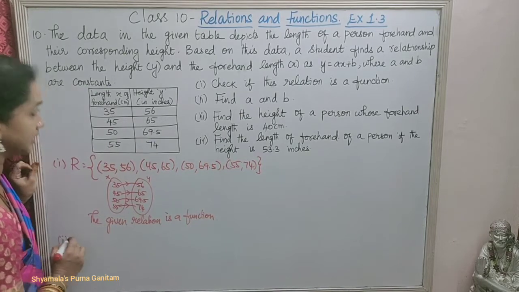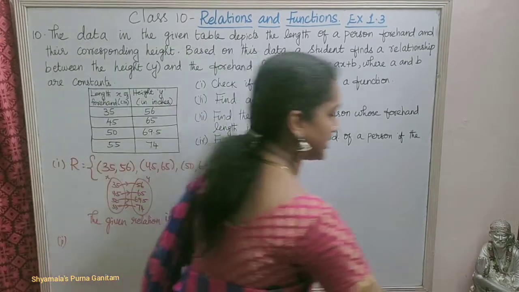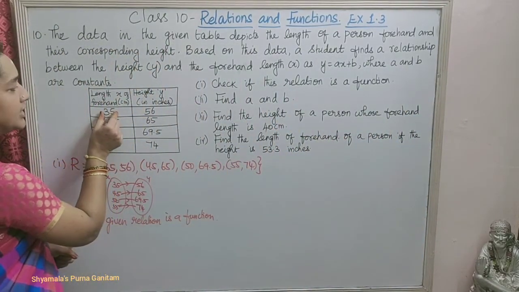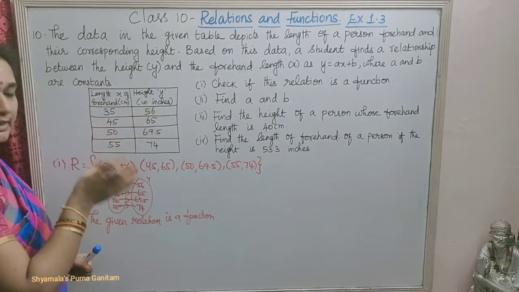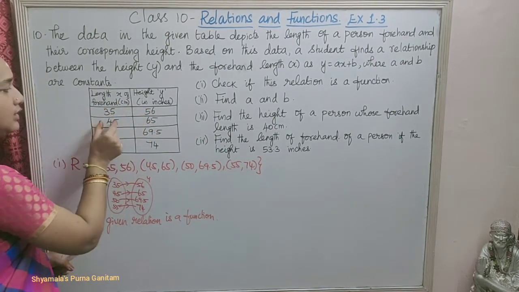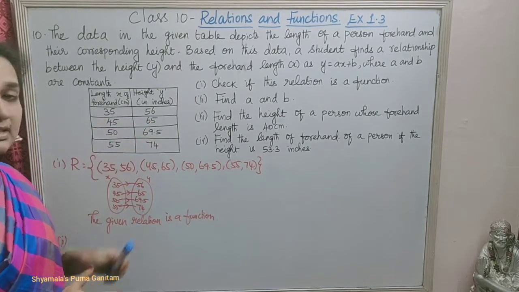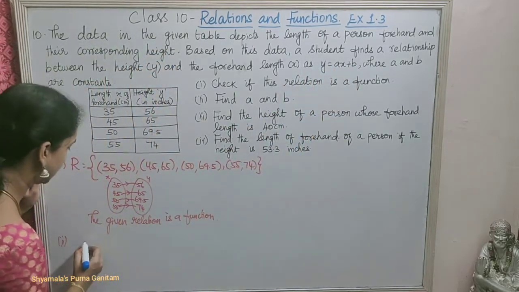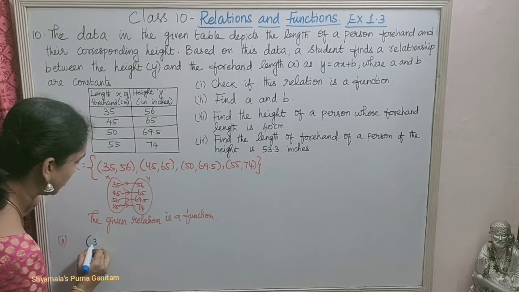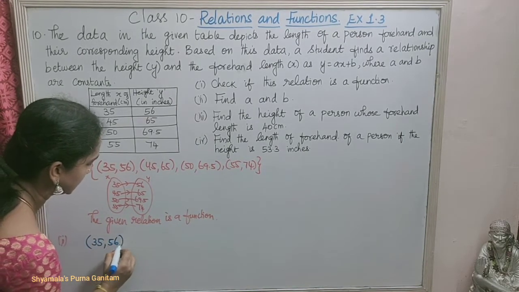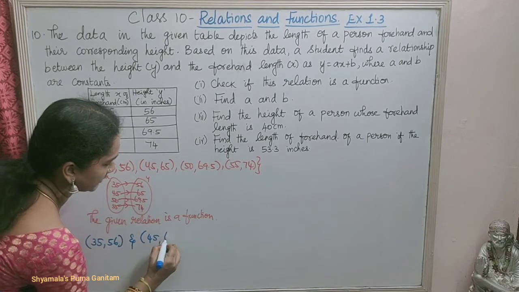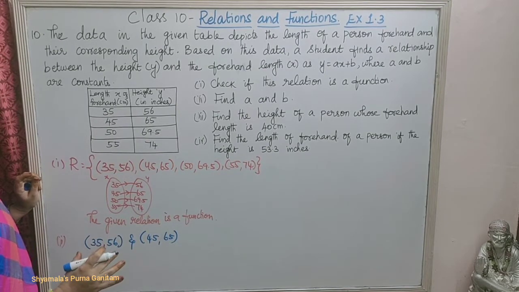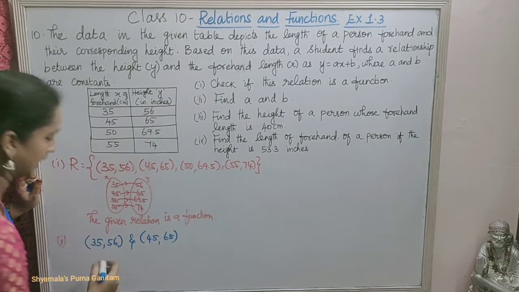Then second one is find a and b. So we are asked to find the value of a and b. So for that, we will take two sets of ordered pairs, that is 35 and 56, and then 45 and 65, and substitute them in the given relation. One is 35 comma 56 and the other one is 45 comma 65. Okay, so we will take these two combinations and substitute them in y is equal to ax plus b.